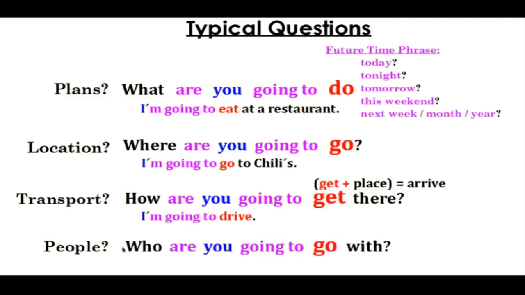For people, we use who. So, who are you going to go with? Remember, always use with when we ask who. Who are you going to go with? And a typical answer: I'm going to go with my friend. Good. So these are typical questions for people in the future.